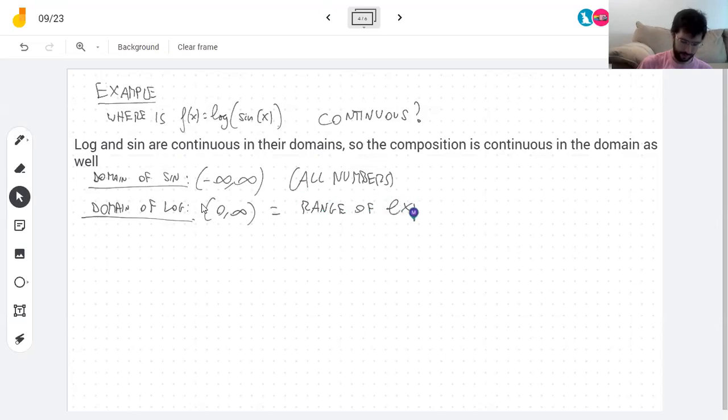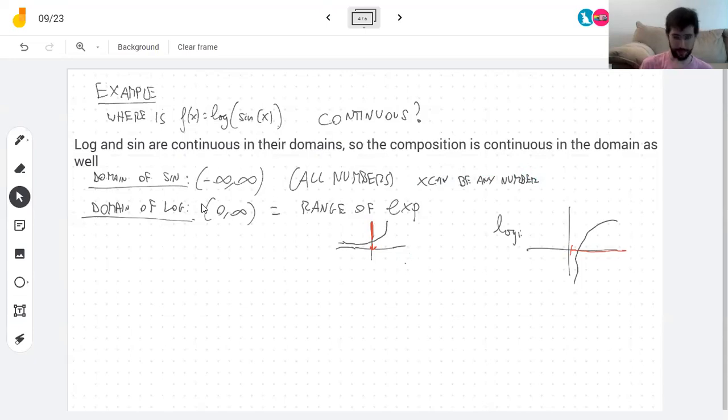It's the range of the exponential. The exponential looks like this. I'm pretty sure you know this one. The range is this, not including zero. Log, remember, looks like this, the mirror image. The domain I can see is everything but zero here. So now we have to be really careful. Here, this means that x can be any number, because what we're plugging into sine is x, but this doesn't mean that x has to be a positive number.